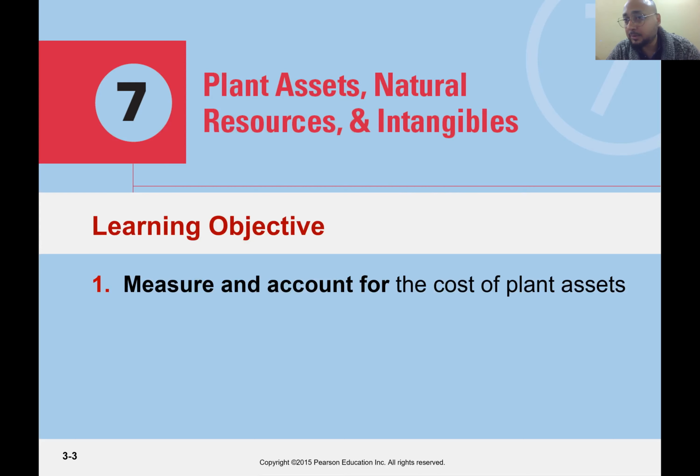Similarly with the intangibles, those are assets which we cannot see physically or that are in the form of paper. We call those intangible assets. For example, patents, right? Goodwill. These kinds of things we call intangible.